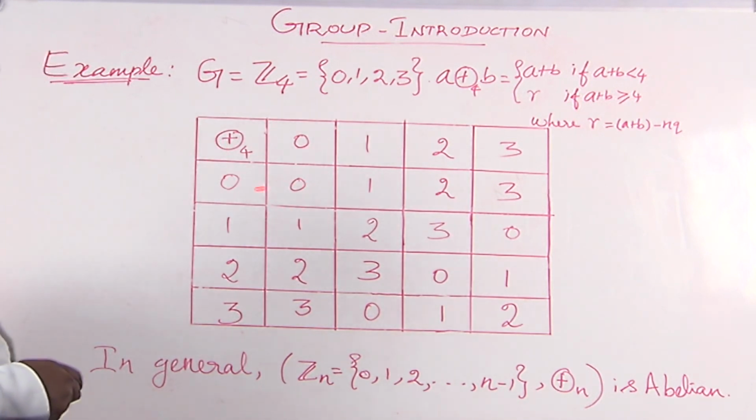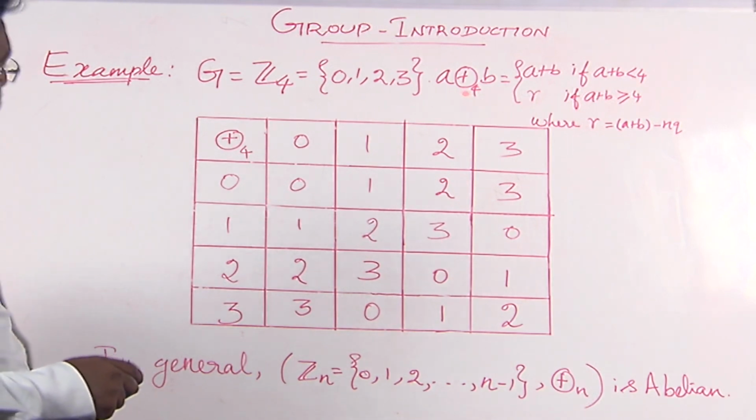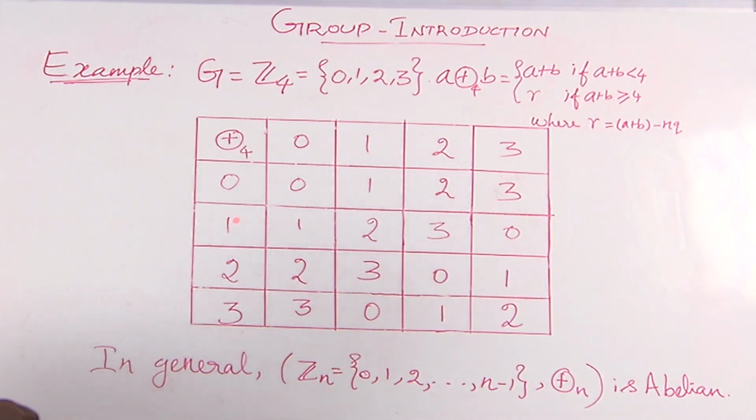0 plus 0 is 0, 0 plus 1 is 1, 0 plus 2 is 2, 0 plus 3 is 3, because these are the elements less than 4. Therefore, we just replace addition modulo 4 by the addition. Next, 1 plus 0 is 1, 1 plus 1 is 2, 1 plus 2 is 3. Again we have elements less than 4, so in place of addition modulo 4 we just add the two elements.